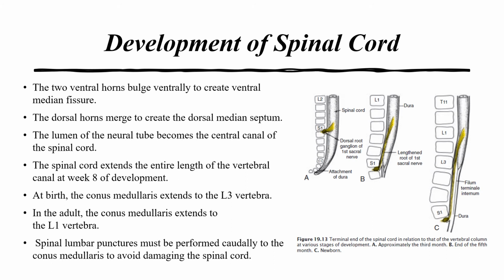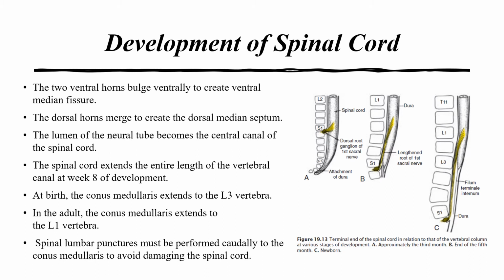So the two ventral horns bulge ventrally to create a ventral median fissure, and the dorsal horns merge to create the dorsal median septum. So the lumen of the neural tube becomes the central canal of the spinal cord, and the spinal cord extends the entire length of the vertebral canal at week 8 of development.